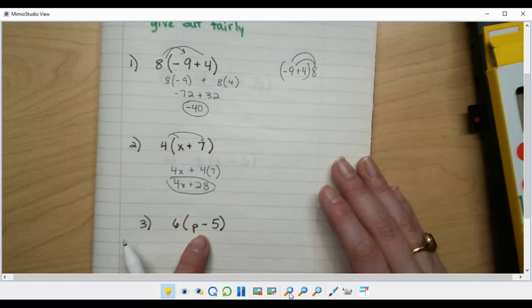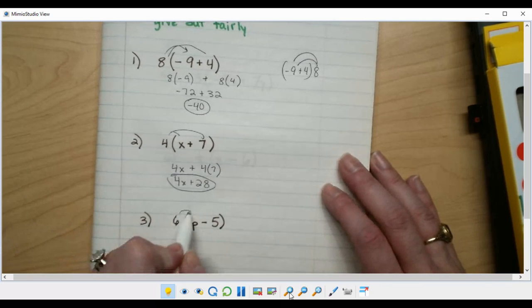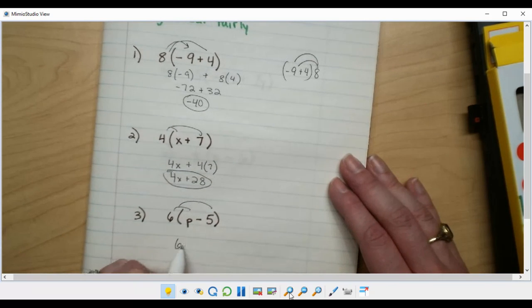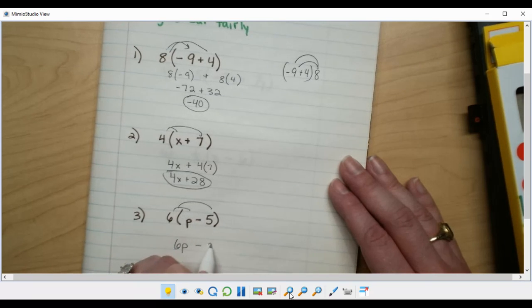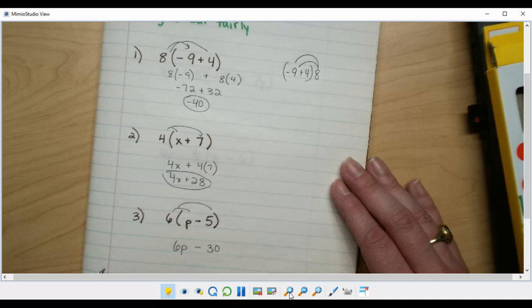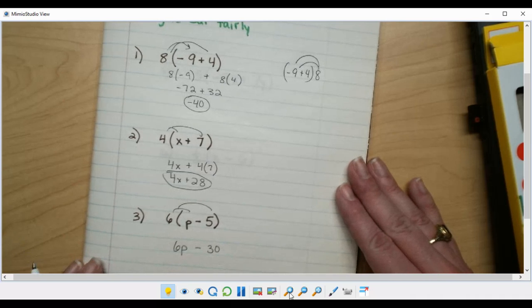All right, going to the next one. Starting to get some subtraction signs going here. So we're going to get 6 times p, keep the subtraction sign, and then 6 times 5 is 30. That's my final answer.